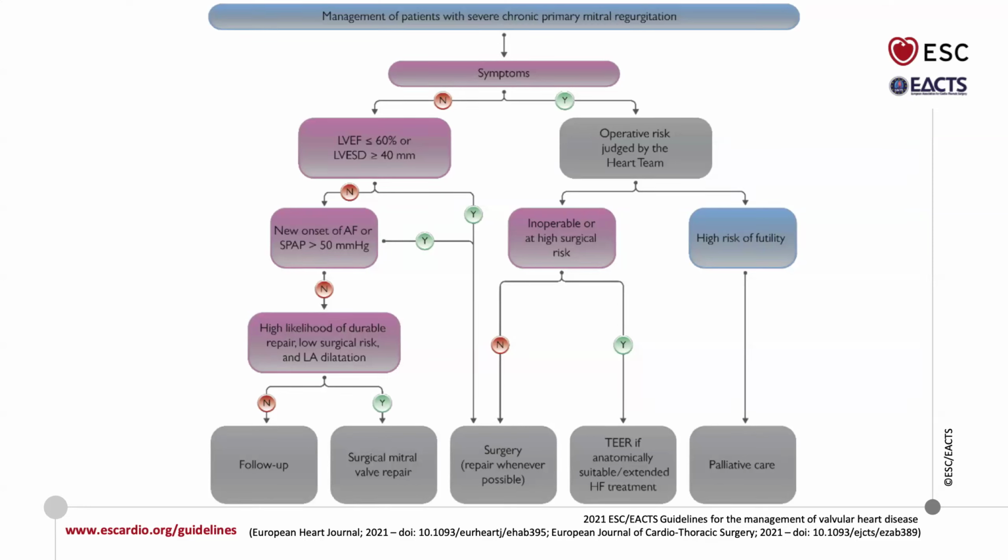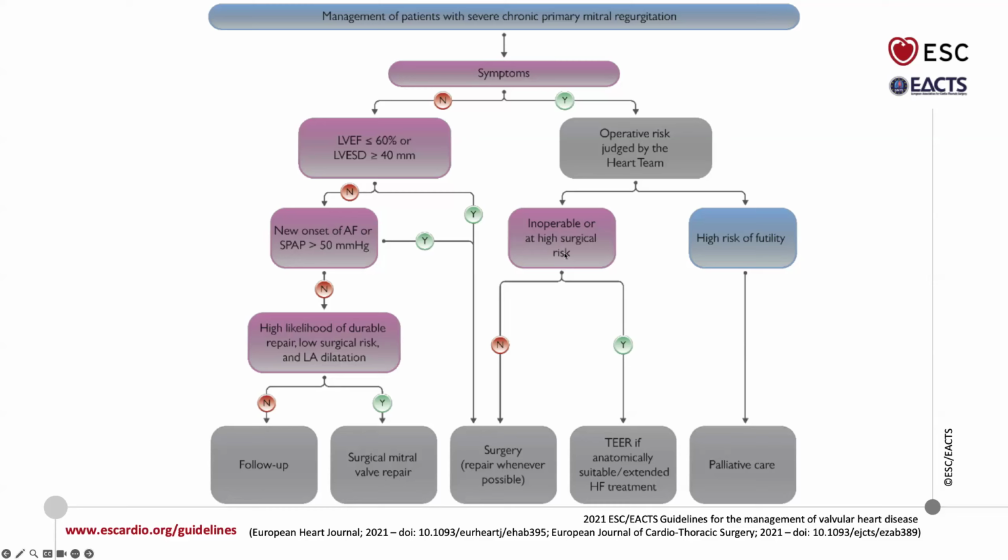Now that we have understood all of that, we can walk through the flow chart in the guidelines. Management of patients with severe chronic primary mitral regurgitation. First question, as always, is are there symptoms? If severe and symptomatic, the answer is obvious. You send the patient to a heart team discussion. If there's a high risk of futility, then it is conservative management. If the patient's inoperable or high surgical risk, then you can consider TEER if anatomically suitable. TEER meaning MitraClip or Pascal.